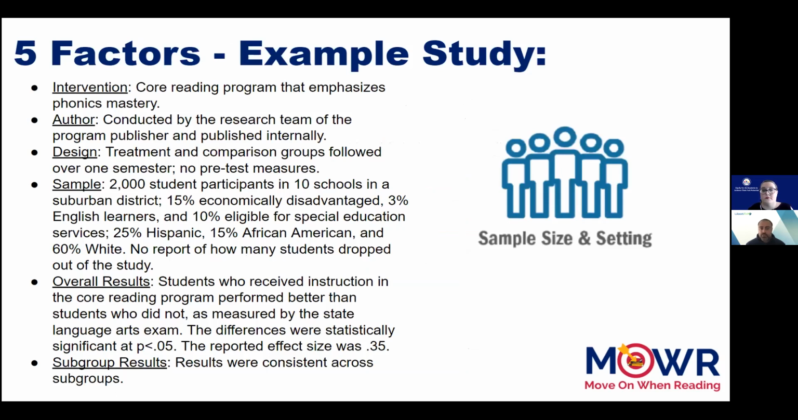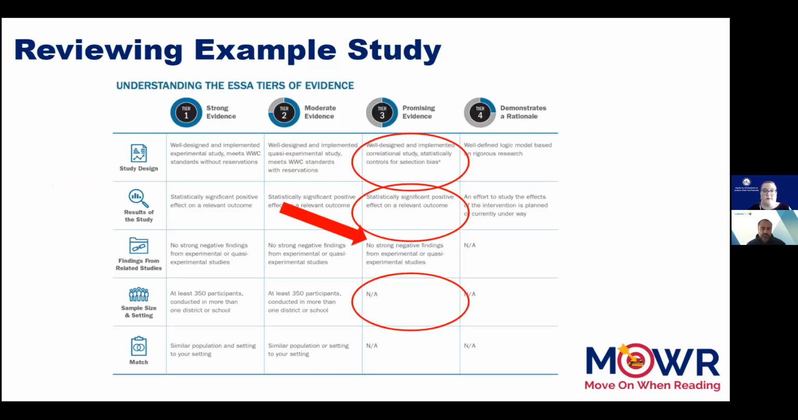To be considered strong or moderate, a study must have a sample size that includes more than 350 participants in more than one district or school. If we look at the example study, it meets these criteria. However, it does not include information about participant attrition, which could be some cause for concern. Regardless, the study clearly meets the sample size and setting requirements for the promising tier.